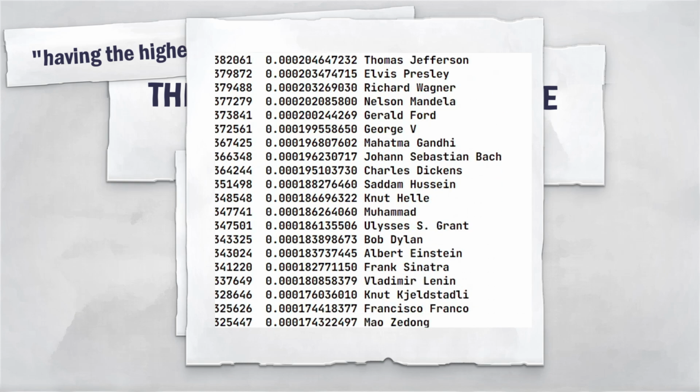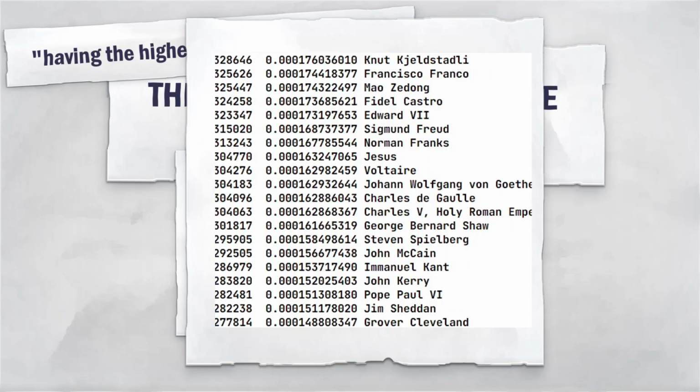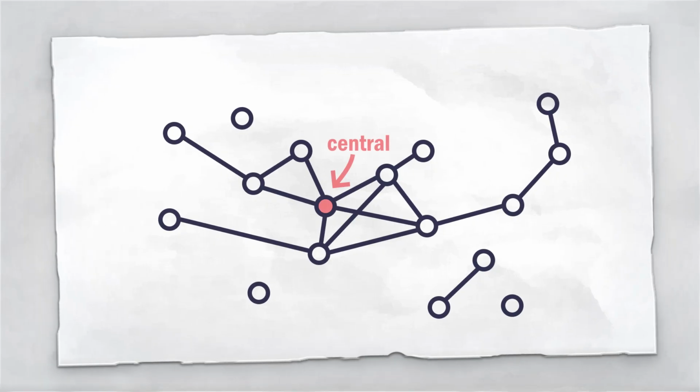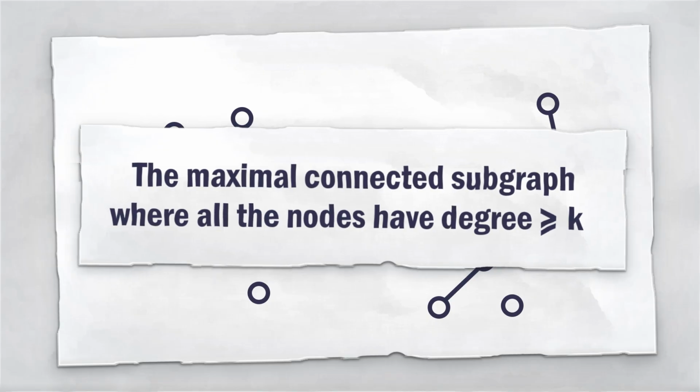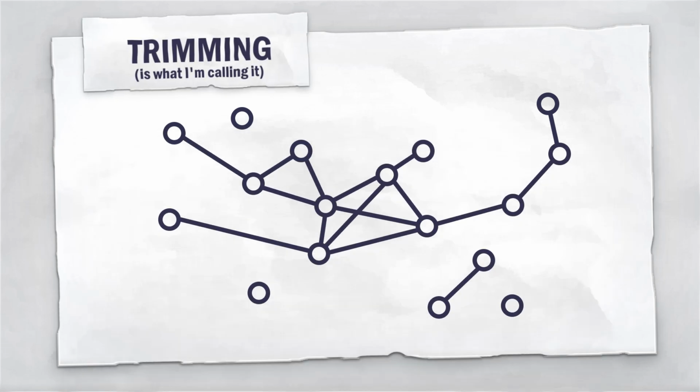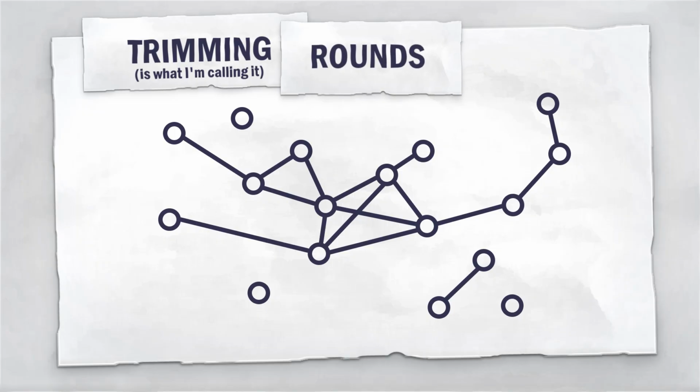So will the list just always be dominated by American presidents? Let's try another way to measure it. Centrality number 3, k-Coreness. You could say a node is central to a graph if it's part of the graph's core, or to be exact, the k-core with a high value of k. So what is a k-core? If I say it's the maximal connected subgraph where all the nodes have degree at least k, and that's enough for you, that's great. Otherwise, imagine trimming the graph, removing nodes with a low degree and keeping only those with a high degree. And imagine multiple rounds of that.